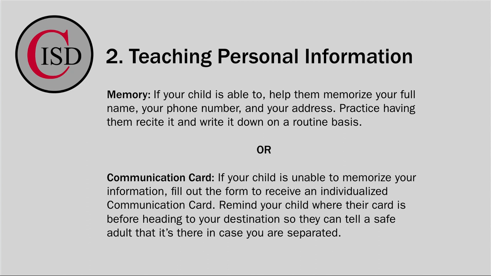Next, you want to teach your child personal information. If your child is able to, help them memorize your full name, phone number, and address. Practice having them recite it and write it down on a routine basis. If your child is unable to do this, you could teach them to use a communication card. If your child is unable to memorize your information, fill out the form to receive an individualized communication card. Remind your child where their card is before heading to your destination so they can tell a safe adult that it's there in case you are separated.